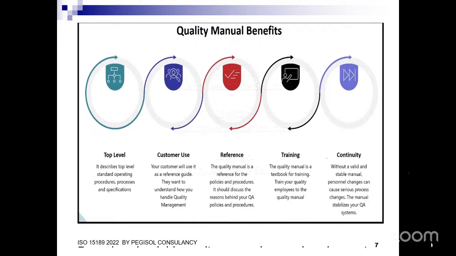So as I was saying, the quality manual serves as a document for continuity within the organization. It will help to validate, it will help to guide people in doing what they need to do. Without a valid and stable manual, personnel changes can cause serious process change. So the manual helps to stabilize your QA system. That's why it is imperative that every organization must have a quality manual.